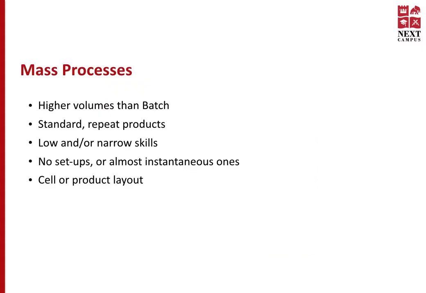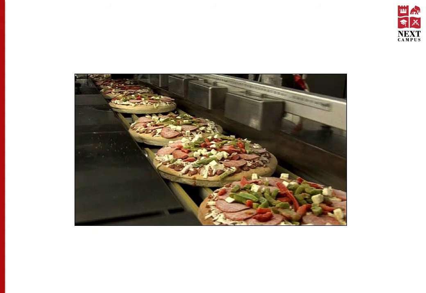Let's look at the characteristics of mass processes. These processes are used to manufacture products that have higher volumes than batch. They are standard and they are repeat products. The skills required to manage the manufacturing of these products are low and narrow. There are no setups involved, and the layouts that have been used to manage these processes are cell or product. An example is the manufacture of pizzas.